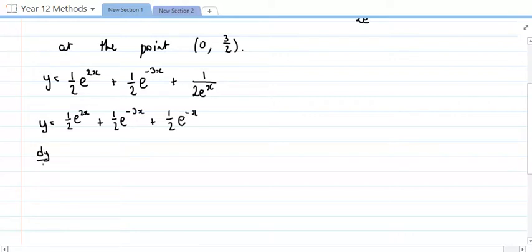So dy/dx is equal to, now remember that the derivative of whatever the power is goes down the front, so that 2 is going to cancel out with the half and just leave us e to the power of 2x. The negative 3 is going to go down the front, so instead of being plus, that will actually be minus 3 on 2 e to the negative 3x. And then the minus 1 goes down the front, so it makes it minus half e to the negative x.